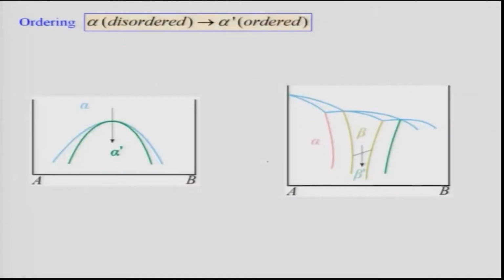Now let me also show you a few examples of ordering. As you see here, alpha, which was a disordered solution, becomes alpha prime when you cool down. So that is an ordered phase of that. The classical system in which it is seen is copper zinc, in which the phase diagram is shown here, the beta going to beta prime as you cool it below about 400 degrees Celsius. Beta brass basically transforms in a copper zinc system.